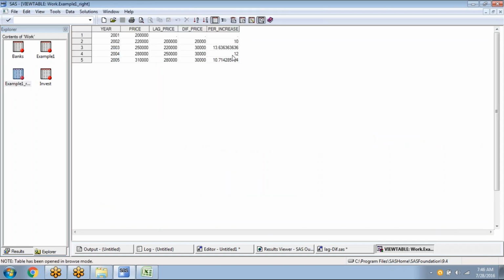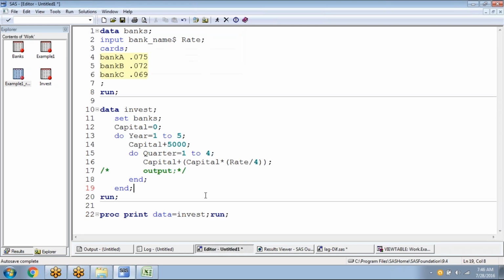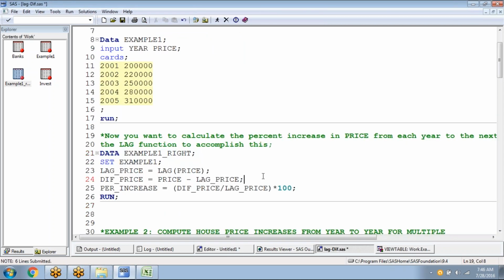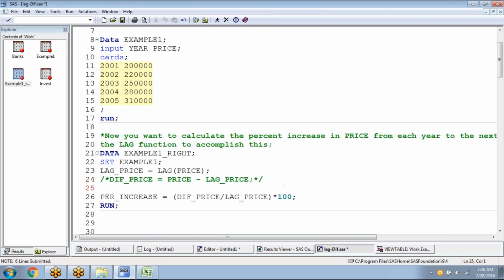So you got the percentage increase. So it calculated, we have applied lag function, we calculated price minus lag price, or alternatively, instead of deducting price minus lag price, you can also apply diff function. Let's say diff underscore price equals, I can also write alternatively, diff of price.